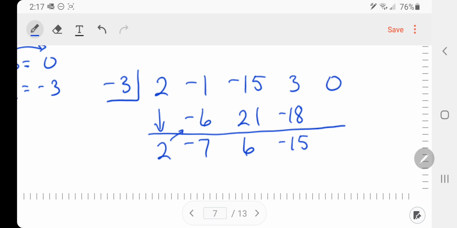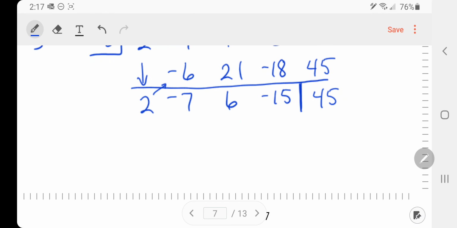And I'm going to check that. I don't trust myself. 3 minus 18 is, okay, negative 15. Negative 3 times negative 15 is positive 45. And 45 and 0 is 45, okay? So the reason I drew this vertical slash here is that separates the quotient from the remainder, okay? So the quotient is all of these guys. The remainder is this guy.